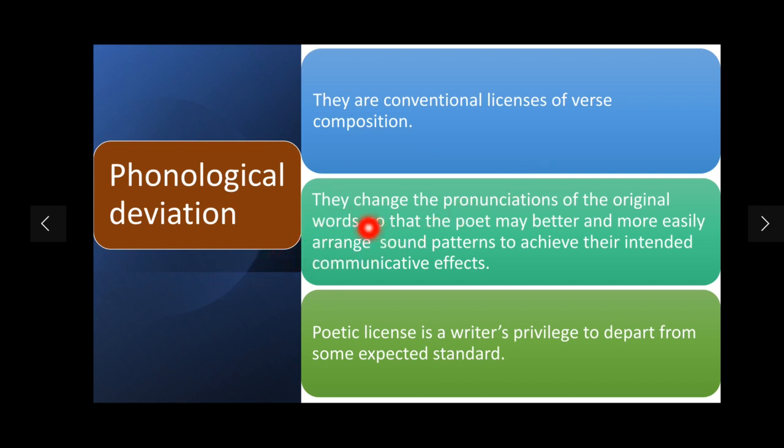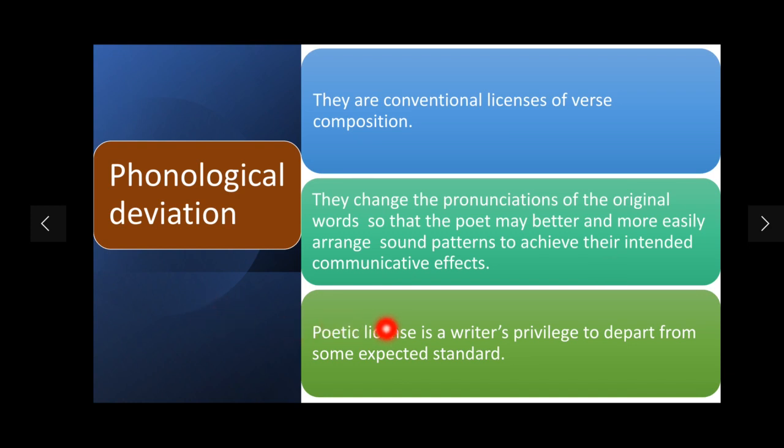They refer to poets or writers. They change the pronunciation of the original words so that the poet may better and more easily arrange sound patterns to achieve their intended communicative effects. So why do poets sometimes omit sounds and change pronunciation? They change pronunciation because they want to achieve their intended communicative effect. That's why we sometimes see poets change pronunciation, right?